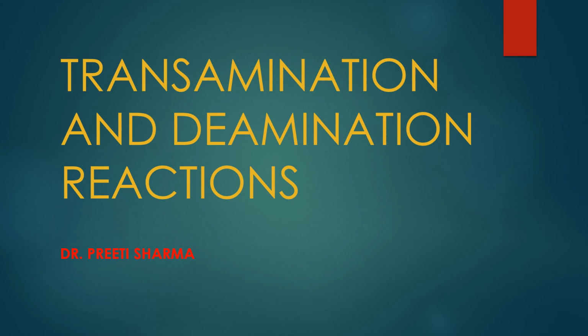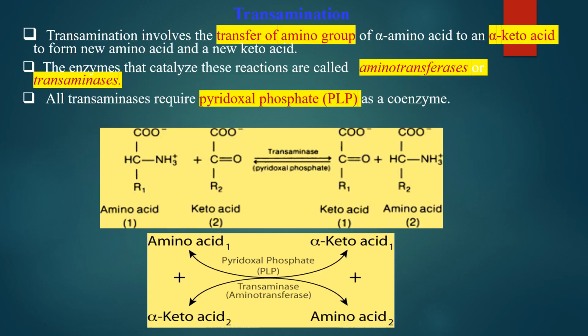Let's talk on transamination and deamination reactions of amino acids. Transamination involves the transfer of the amino group of an alpha amino acid to an alpha keto acid to form a new amino acid and a new keto acid. The enzymes that catalyze these reactions are aminotransferases, and all transaminases require the presence of pyridoxal phosphate as a coenzyme. Pyridoxal phosphate is the active form of vitamin B6.